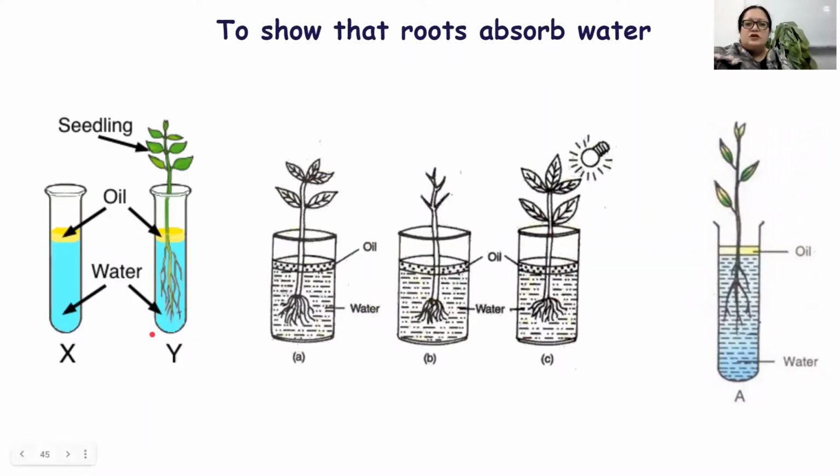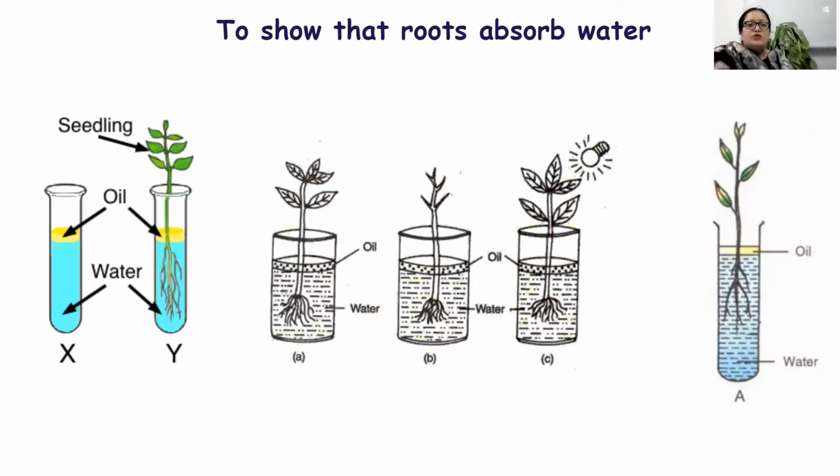The first two test tubes, X and Y, both of them are filled with water and a layer of oil has been added on top of both of these. A small seedling has been inserted in the test tube Y. You leave this entire experimental setup out in the open for a couple of hours. After some time, you will notice that the water in the test tube Y falls down, whereas it remains untouched in the test tube X.